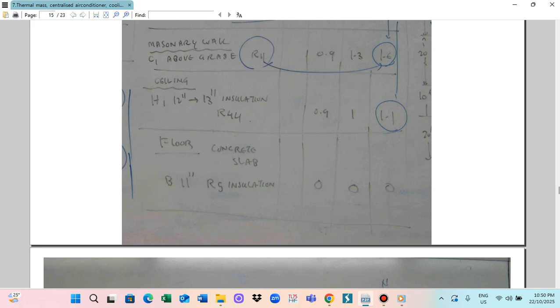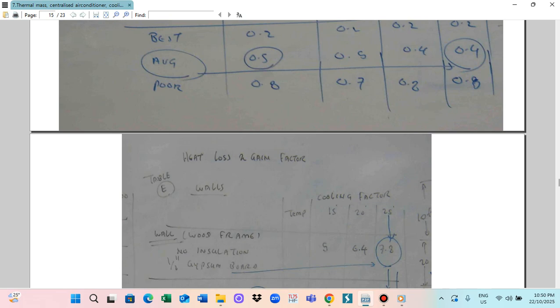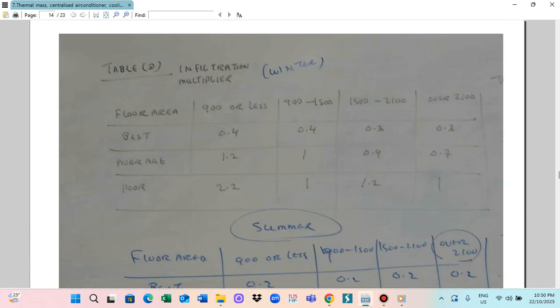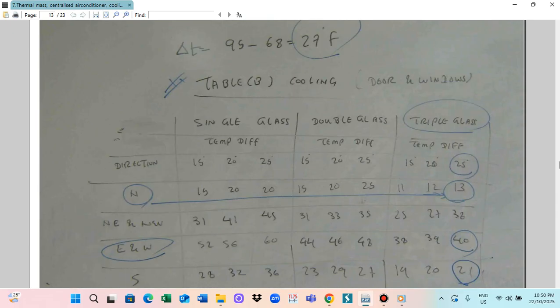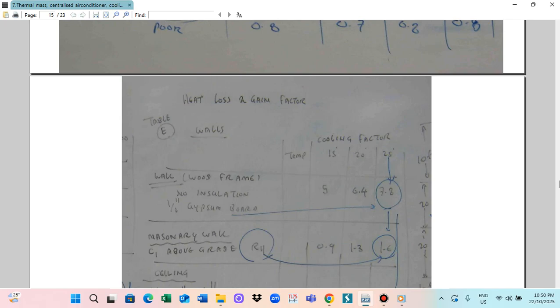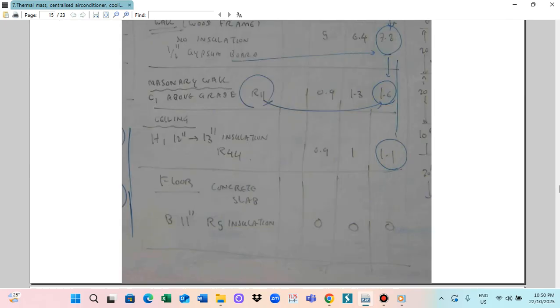W3 windows are normally closed, so only the W and W1 windows will be opened. W3 windows are normally closed. And the floor is made of a concrete slab. So this is R9 insulation.